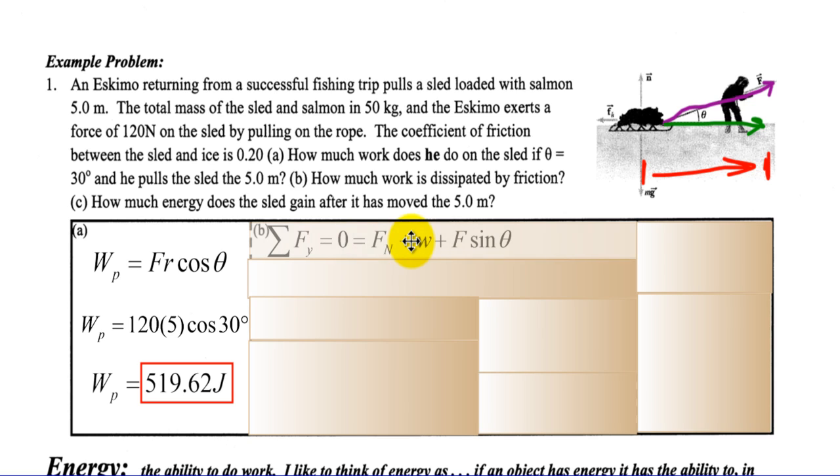So part B, how much work is dissipated by friction? So thinking sum of forces, right? We know that the normal force up is going to be equal to the weight down, but not just the weight down, because the y component of this pulling force is also pulling up. So both Fn and F sine theta are pulling up, and the weight is pulling down.